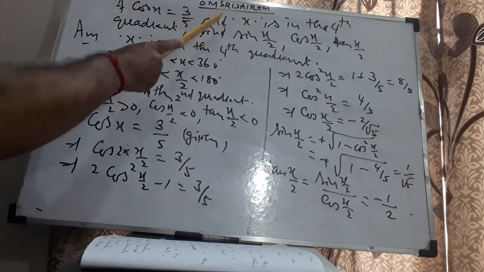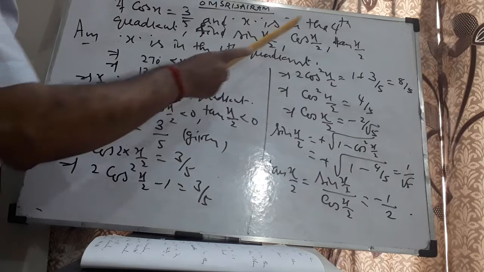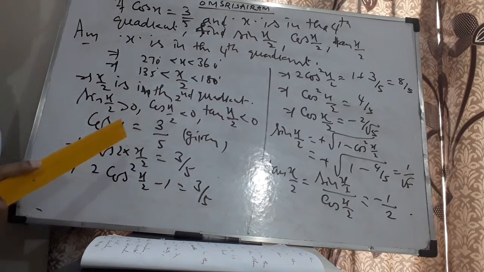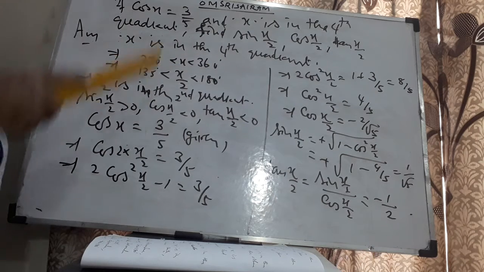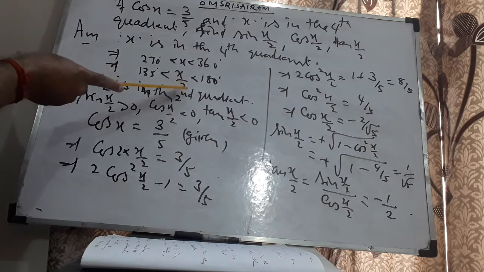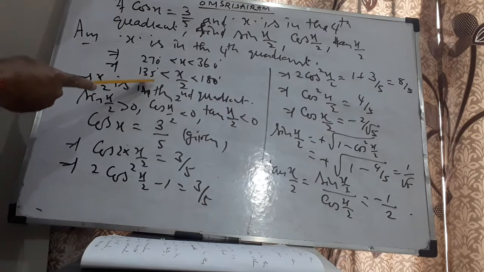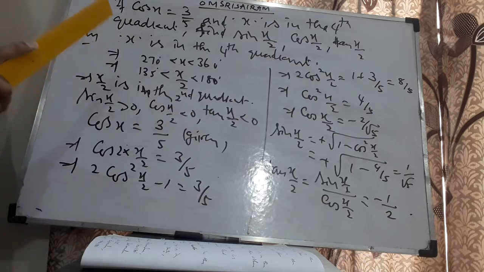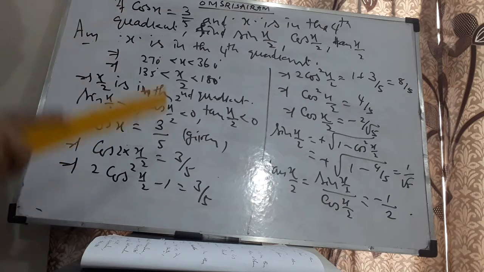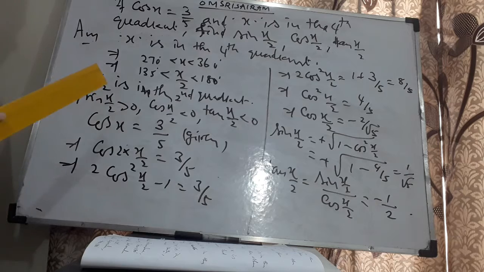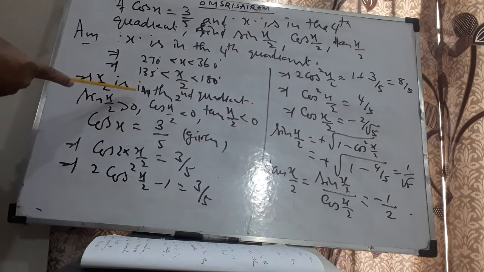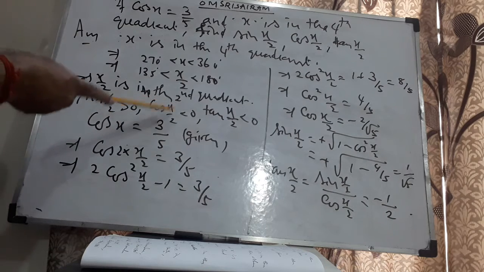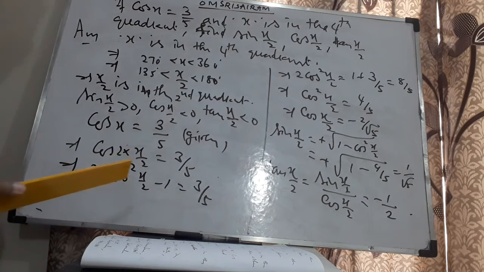If cos x is 3 by 5 and x is in the fourth quadrant, find sin x by 2, cos x by 2, tan x by 2. X is in the fourth quadrant, therefore it is between 270 degrees and 360 degrees. Division by 2 tells you x by 2 is between 135 degrees and 180 degrees. This is the second half of your second quadrant. Second quadrant, the angle lies between 90 degrees and 180 degrees. Therefore, x by 2 is in the second quadrant, implies sin x by 2 is positive, cos x by 2 is negative, tan x by 2 is negative.